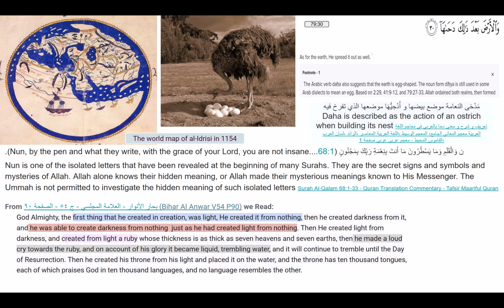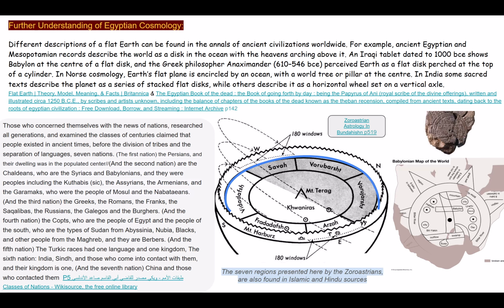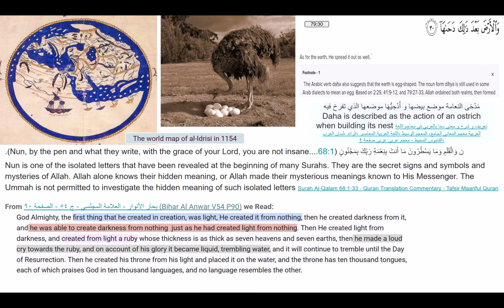Now, the Muslims also believe the earth is a flat circle surrounded by mountains. This is a map from Al-Idrisi, made in 1154. This was a Muslim scholar. He made this map in 1154. This is the mountain range. Can you guys see the mountain range that surrounds the globe? And then you have the river that surrounds the habitable earth.